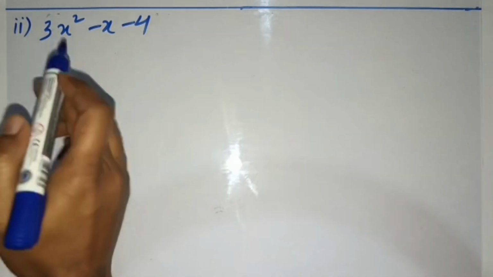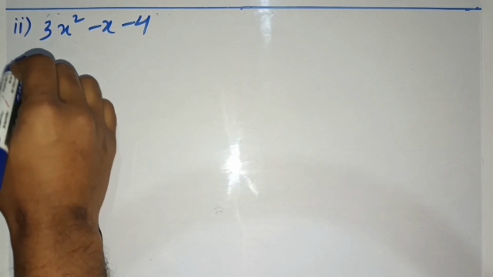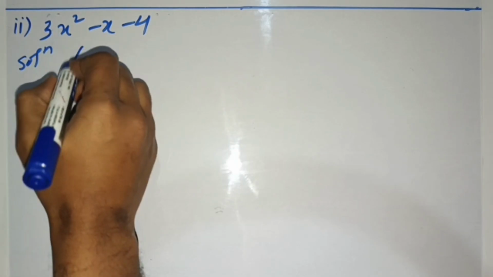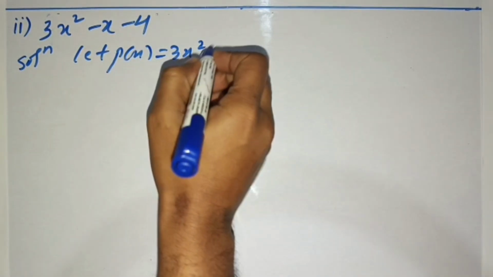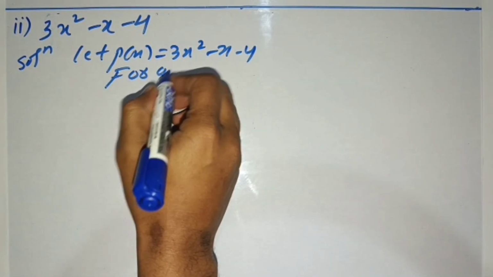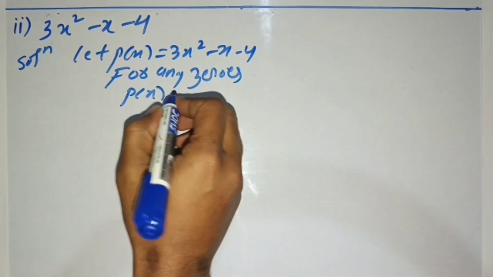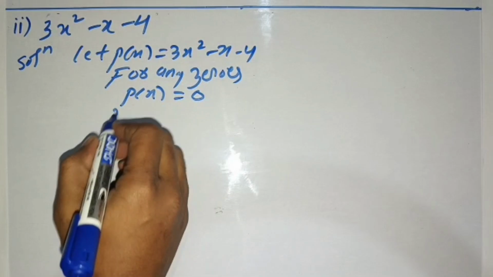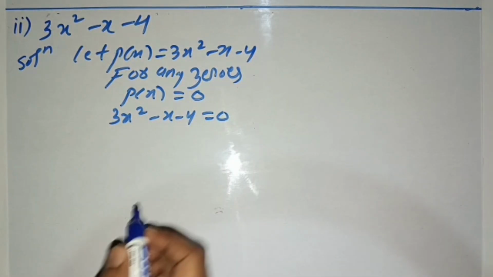Let's see the next question. The question is 3x square minus x minus 4. So same as what we did in the first question, let p of x equal 3x square minus x minus 4. Now for any zeros, this p of x will be equal to 0. That means 3x square minus x minus 4 will be equal to 0.